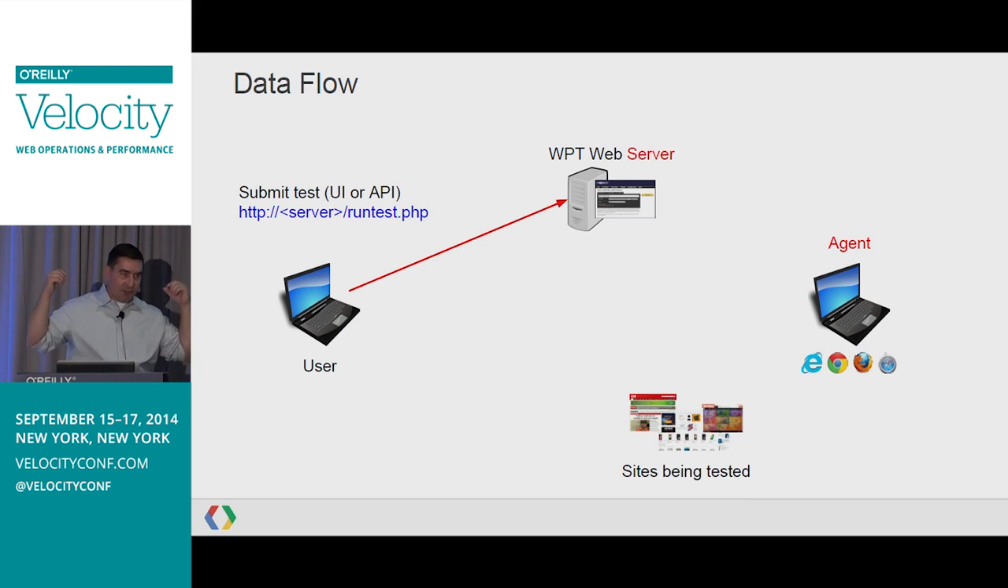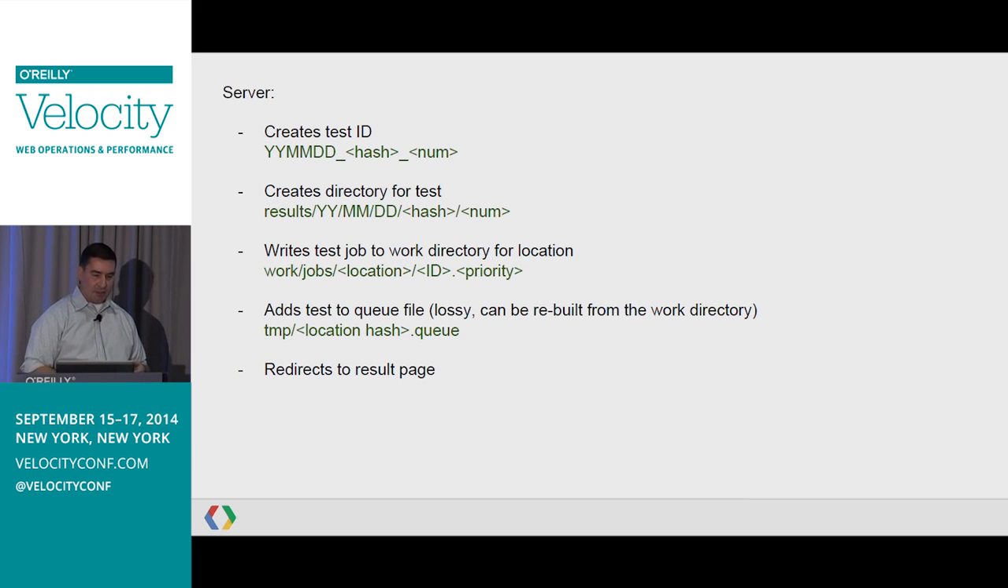But it's important to pay attention to the direction. In this case, the users are connecting into the web server. So the web server is not doing anything out. And then when a test gets submitted, the server creates a test ID for each test. And generally, if you look at the test IDs, they end up in the URLs for all of your results. They're year, month, day.